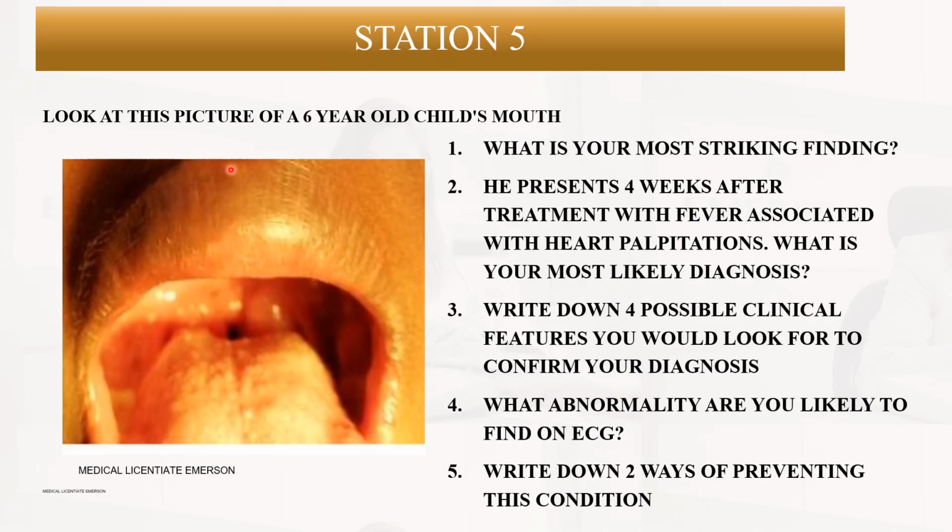Okay, look at this picture of a 6-year-old child's mouth. So this is what we are looking at. The first question is, what is your most striking finding? And this is what I've seen most people do when they are asked what the most striking finding is: they will say, I can see the tongue. No, we're talking about the pathologies. What's the most likely striking pathological finding you can see in this picture?